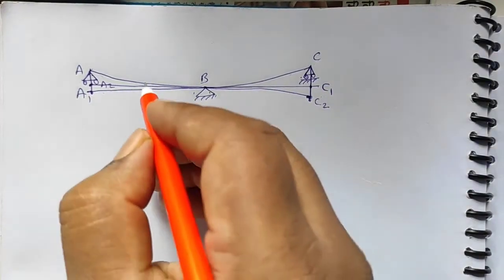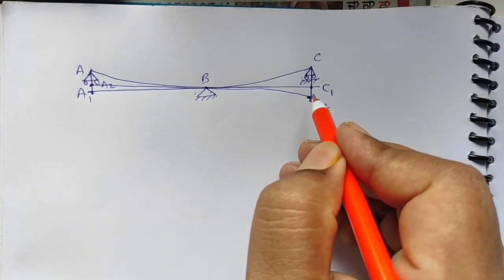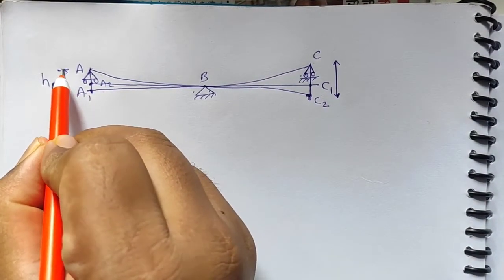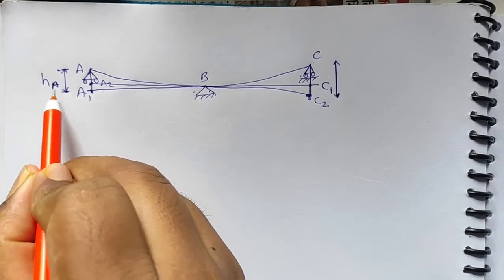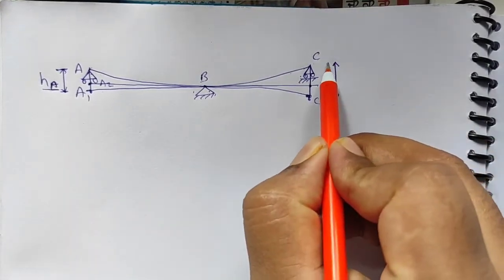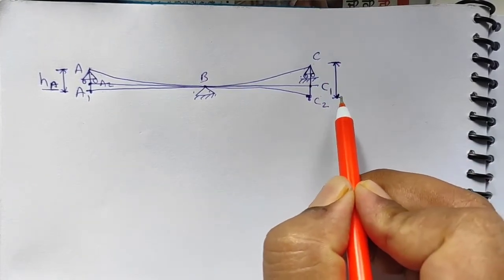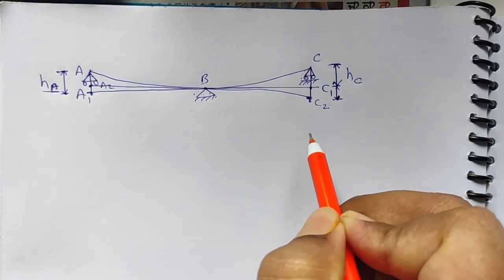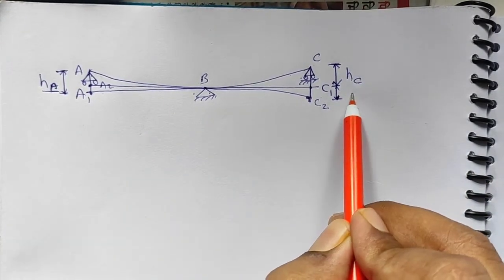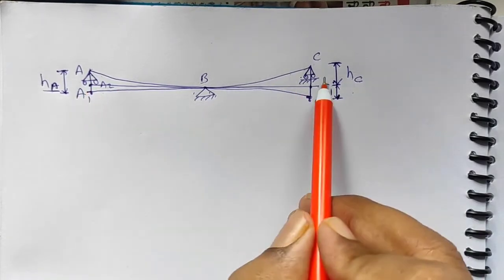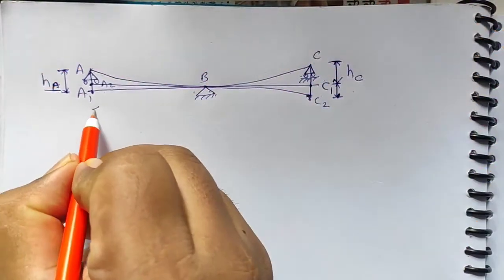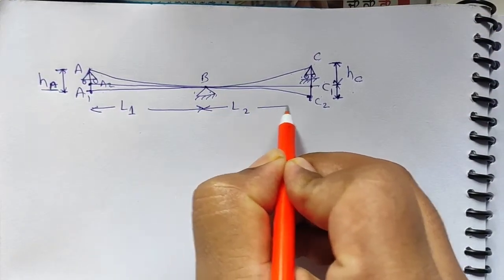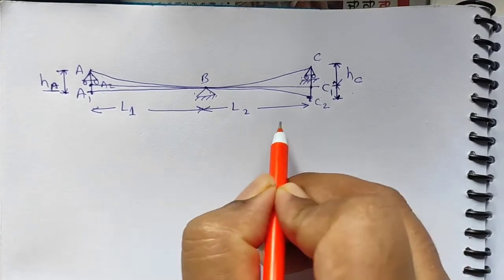So if my continuous beam has been drawn like this, then let the settlement from A to A1 be HA and the settlement from C to C1 be HC. So HA and HC are the settlements at supports A and C. Let the length of the first beam AB be L1 and the second beam BC be L2.